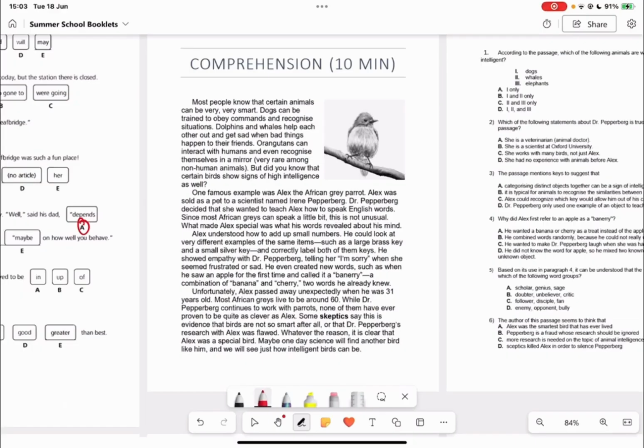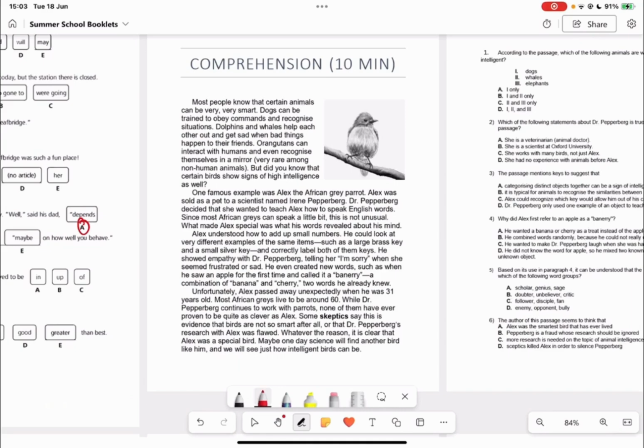Most people know that certain animals can be very, very smart. Dogs can be trained to obey commands and recognize situations. Dolphins and whales help each other out and get sad when bad things happen to their friends. Orangutans can interact with humans and even recognize themselves in a mirror, very rare among non-human animals. But did you know that certain birds show signs of high intelligence as well?